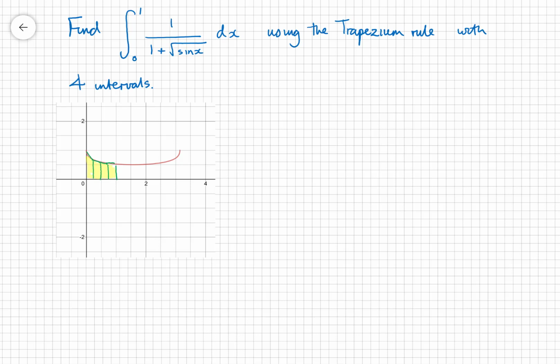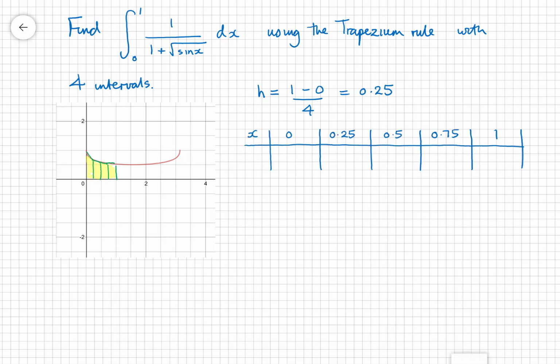As before, we begin by calculating the value of h. So in this case, it's going to be 1 take away 0 divided by 4, 0.25. This dictates the way that we lay out our table, which is going to go with values of x from 0 to 1 in intervals of 0.25. This is a case where it would be a good idea to use the table function on your calculator to give you the corresponding values of y with the values of x that we've got in the table. And finally, we're in a position to evaluate our integral using the trapezium rule.